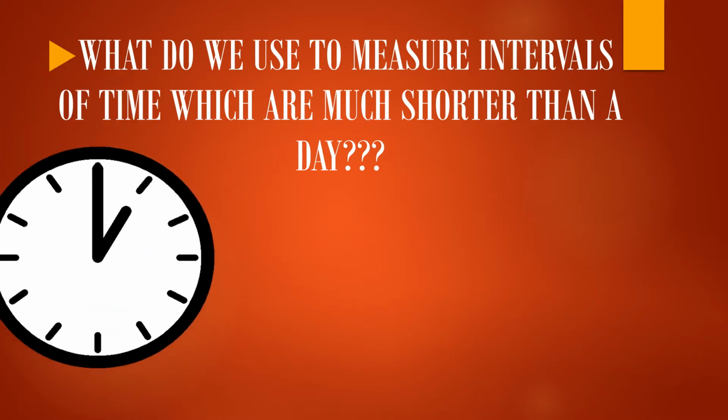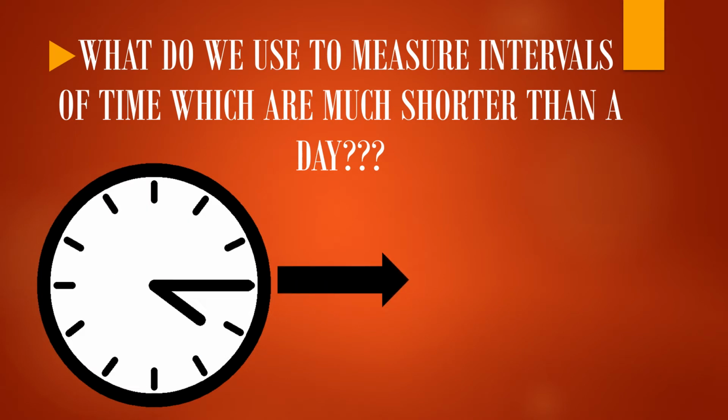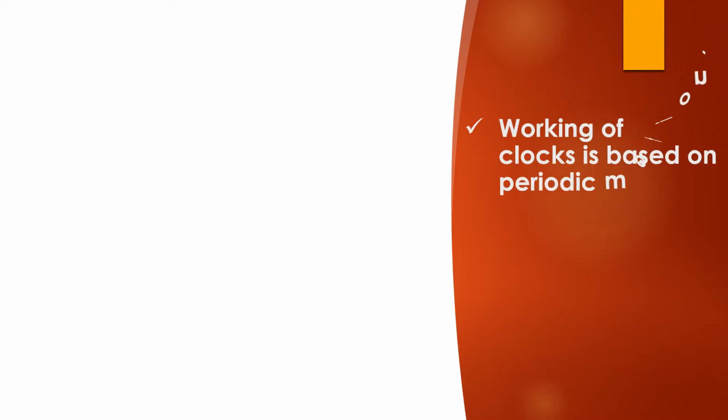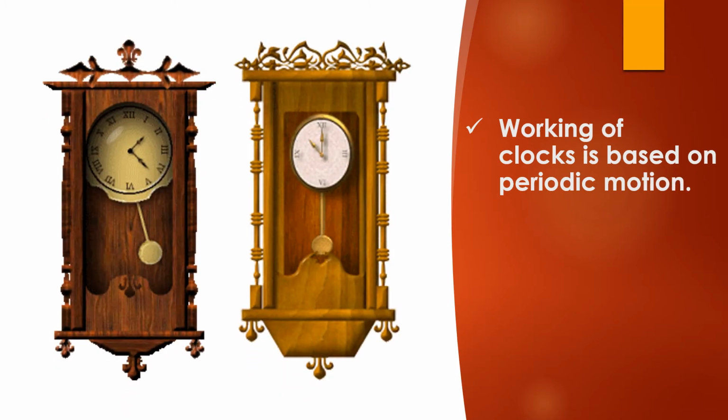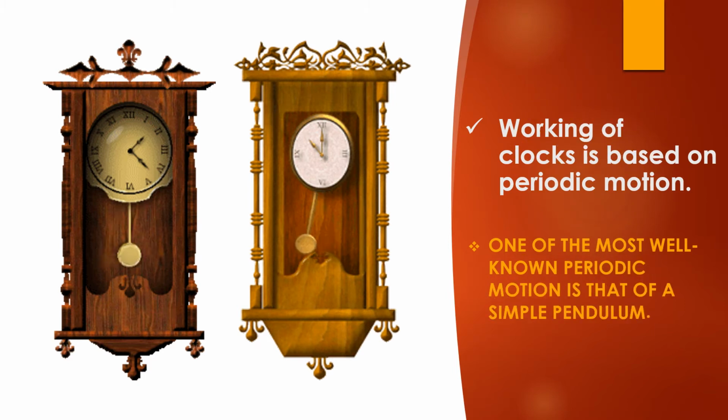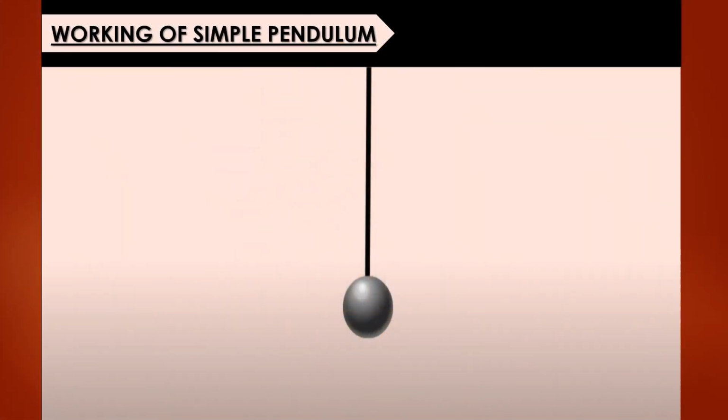Yes, we use clocks or watches to measure time that is shorter than a day. The working of clocks is based on periodic motion. One of the most well-known periodic motions is that of the simple pendulum. Here in the watches you can see there is a thing hanging down which is moving. That is the simple pendulum. Now the working of a simple pendulum.